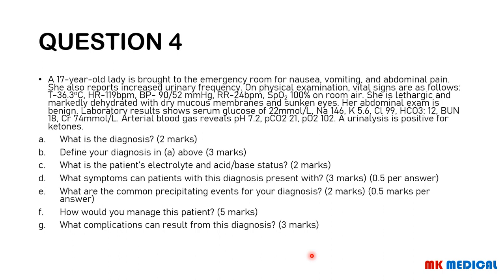What is the diagnosis? Define your diagnosis in A above. What is the patient's electrolyte and acid-base status? What symptoms can the patient with this diagnosis present with? What are the common precipitating events for your diagnosis? How would you manage this patient? What complications can result from this diagnosis? You may pause the video at this moment.